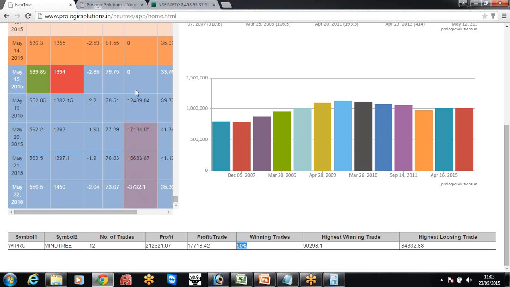50% winning trades, risky, but in case you have entered, there is a 50-50 chance. Of 12 trades, 6 trades would have been loss and 6 trades would have been in profit, but it's not necessary that 6 trades would have been in losses. It could have closed like this also. It would have given you profit, but it would have closed as a loss. The system will calculate it as a loss only, not as a human being thinks. So this is the current running trade, Wipro and Mindtree.